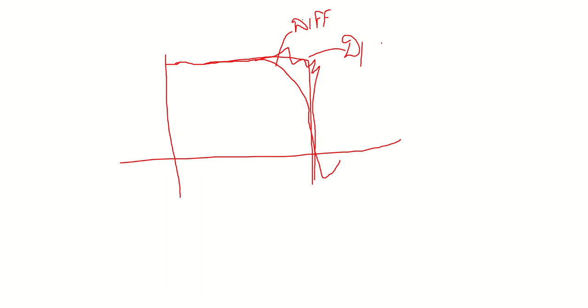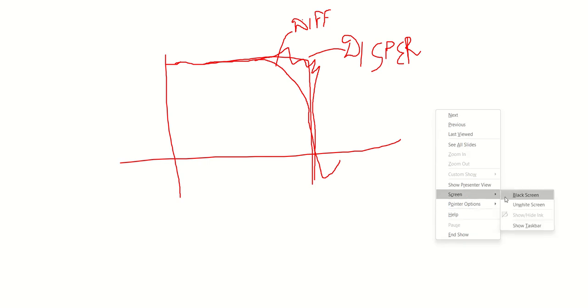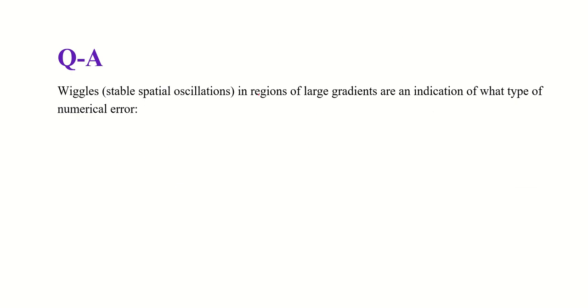So what do you understand from this basically? If there is some deviation from the desired solution such that the solution diffuses or changes smoothly, that is known as diffusive error. Whereas if there are more oscillations, we call them dispersive error. So this is the difference between dispersive error and diffusive error. Now we will see the questions that are asked.